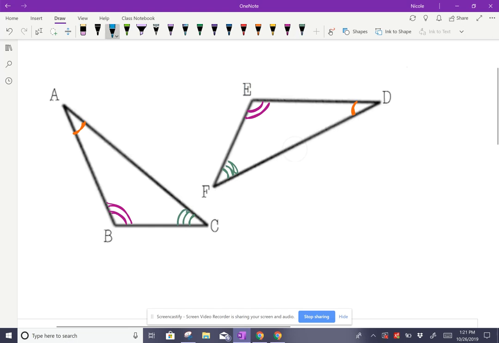But also, we have to take into account the sides. AB is congruent to ED, BC is congruent to EF, and AC is congruent to FD. And that is all of the information we would need to prove in order to say that triangle ABC is congruent to triangle DEF. That's 6 different things that we would have to prove are congruent.